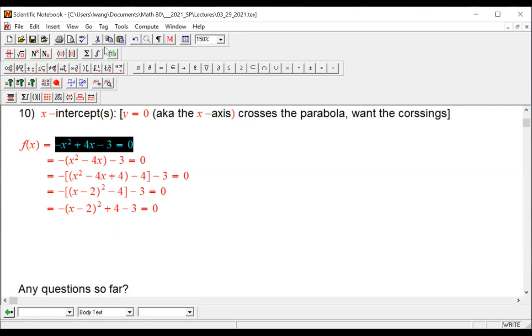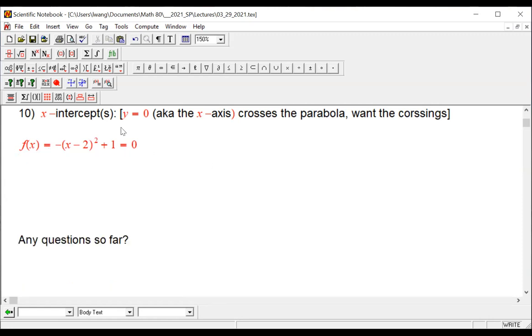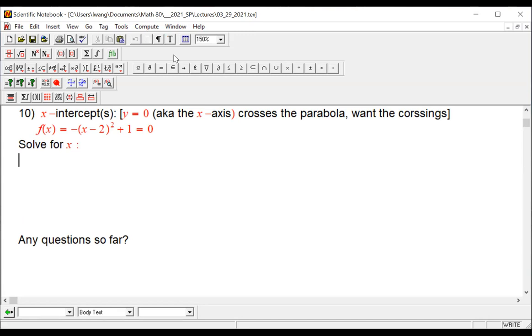Okay, so we're using the last one. We're setting that equal to zero. That's setting y equals zero. We're setting the output equal to zero, right? To find the x-intercept, we want to find the input where the output is zero. So we're going to solve this equation for x.